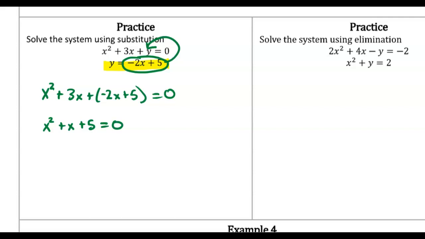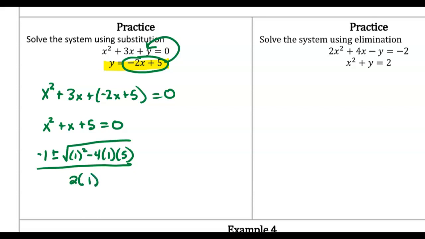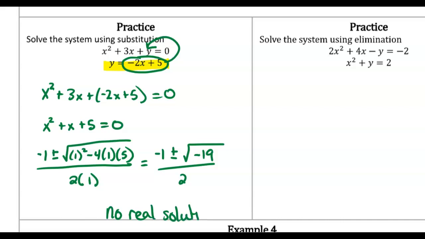Now this one doesn't factor. If you think about what multiplies to 5 and adds to 1, that's not possible. So since it doesn't factor, using the quadratic formula would be a better choice. So I'd have -b plus or minus the square root of b squared minus 4ac all over 2a. And so that would be -1 plus or minus. You plug in that square root into a calculator and you're going to get -19. That's going to get you an imaginary solution. So what that tells us is this has no real solution, which means that it does not have any intersection points.